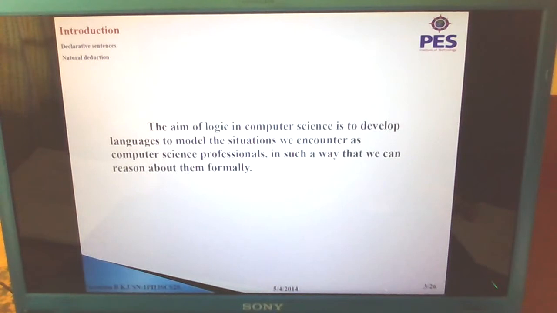The aim of logic in computer science is to develop languages to model the situations we encounter as computer science professionals in such a way that we can reason about them formally.